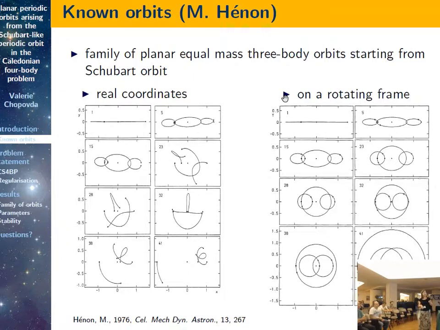So the whole family was generated by using angular momentum as a parameter of the system. And these are the orbits that he has found plotted in real coordinates. And because the system rotates about the center of mass with a constant angular velocity, it's worth putting those on a rotating frame that rotates with the same angular velocity, so that the coordinates at the start and end of the period are the same.